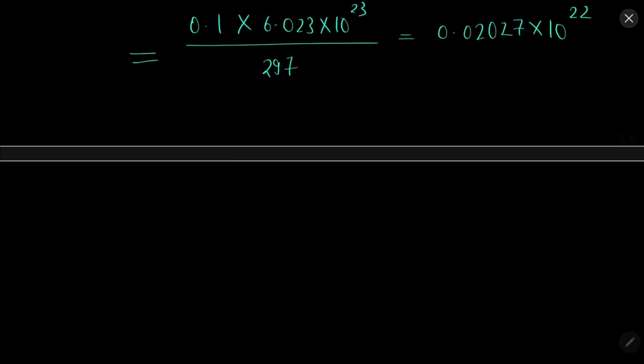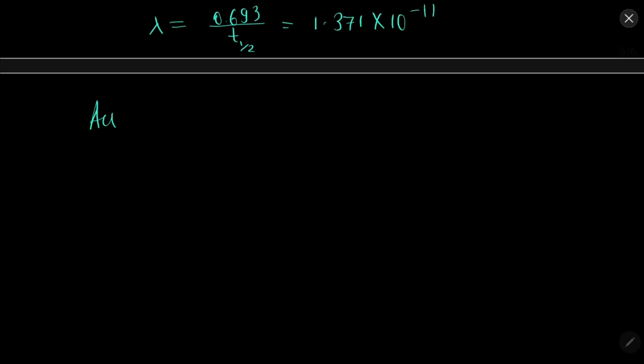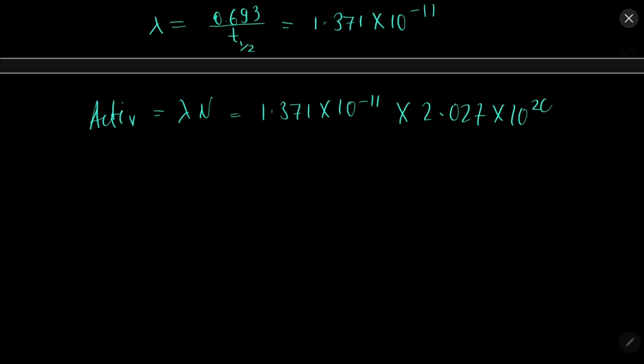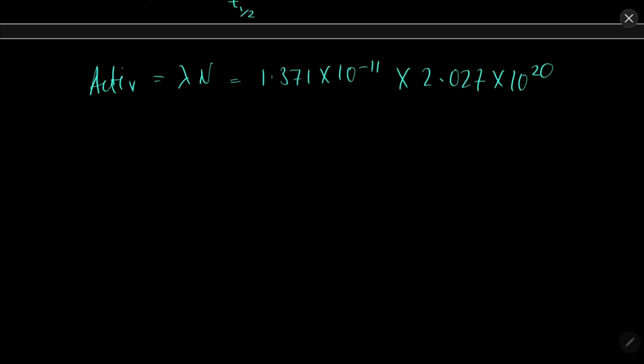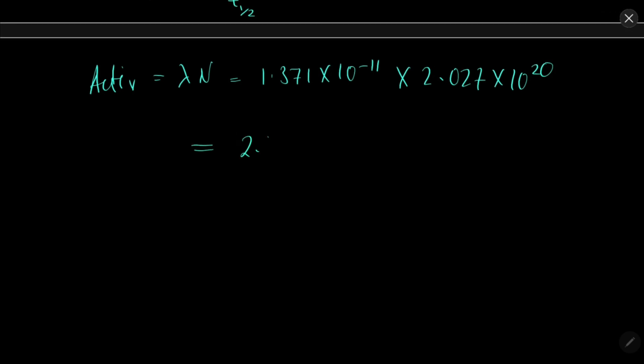So lambda will be equal to 0.693 over half-life. So activity is lambda n, that is 2.027 into 10 to the power 20, giving 3.7 into 10 to the power 9 disintegrations per second.